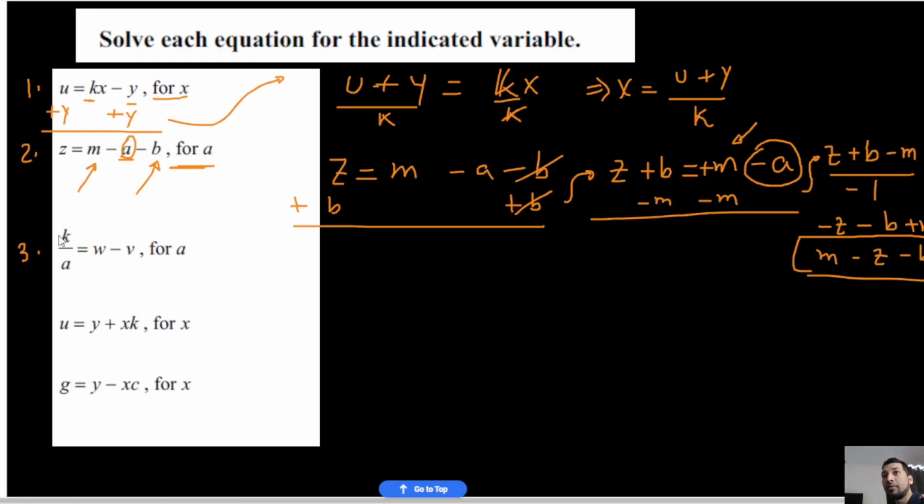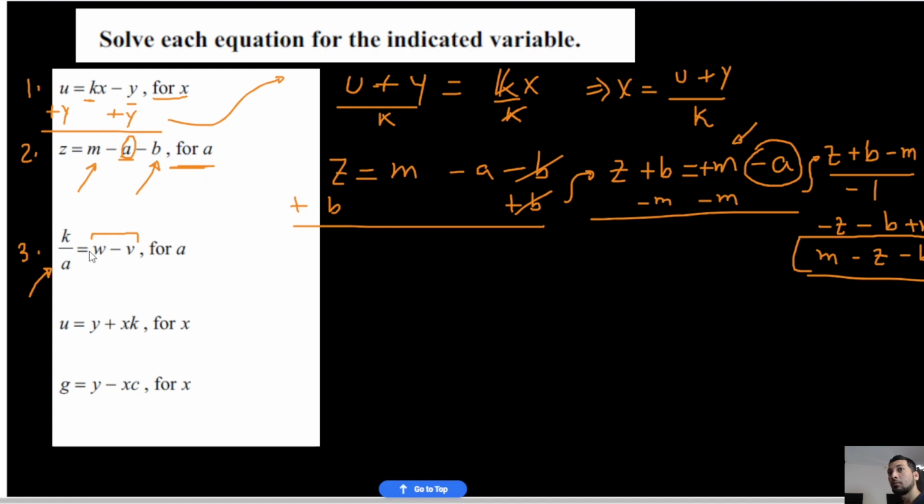In this third problem, we have k over a equals w minus v. And we can see that we need to isolate this variable a, which is right in the denominator. Now this gets a little tricky when you have to isolate a variable from the denominator. Anytime you have any variable right in the denominator, we just treat both sides of the equation as a fraction. So we can write k over a. I can also turn this into a fraction.